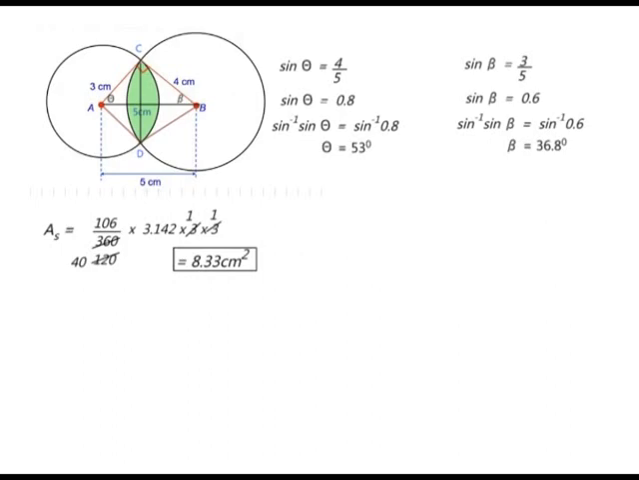Area of the bigger sector, 73.6 over 360 times 3.142 times 4 times 4. So 73.6 times 3.142 times 4 divided by 90 gives us 10.28 square centimeters.